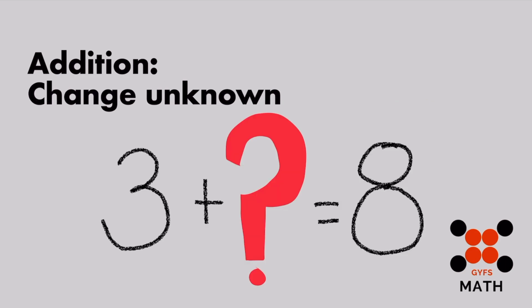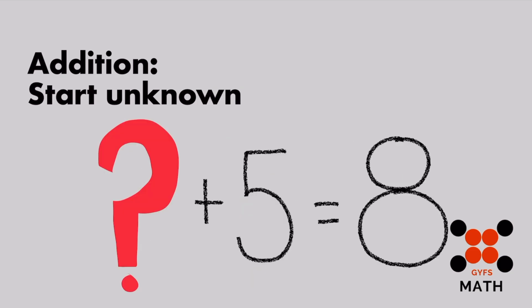Next, we have change unknown. Change unknown is when you're missing the change, the second add-in. For example, here we have 3 plus something makes 8. So we have the result. We have the start, which is 3. We just don't know what happened in between there.